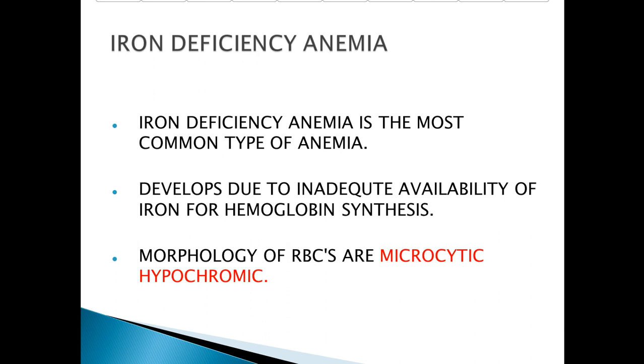Iron deficiency anemia is the first one, and it is the most common type of anemia. It develops due to inadequate availability of iron for hemoglobin synthesis, and its morphological picture is microcytic hypochromic anemia. So this microcytic hypochromic anemia morphology is very important. You have to remember the morphology in each type of anemia, and it is the most common type.